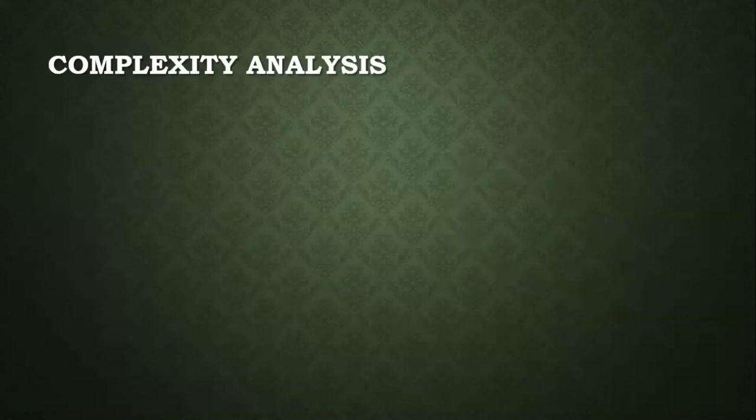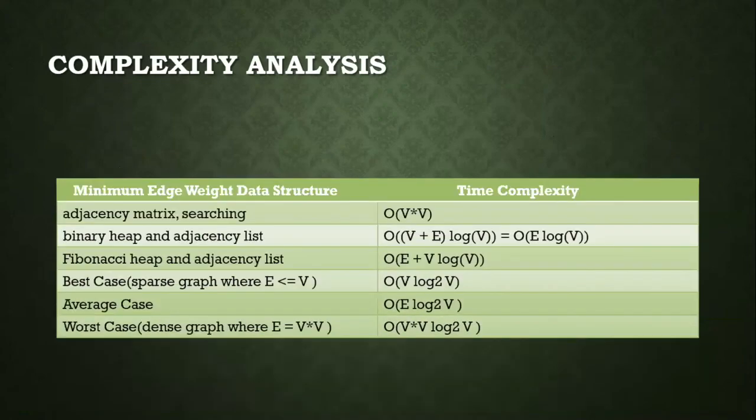Next, we're going to analyze the complexities. Here you can see the time complexity of the adjacency matrix in searching will be O(V·V). But for the binary heap and adjacency list, it will be O(E log V). For the Fibonacci heap and adjacency list, it will be O(E + V log V).